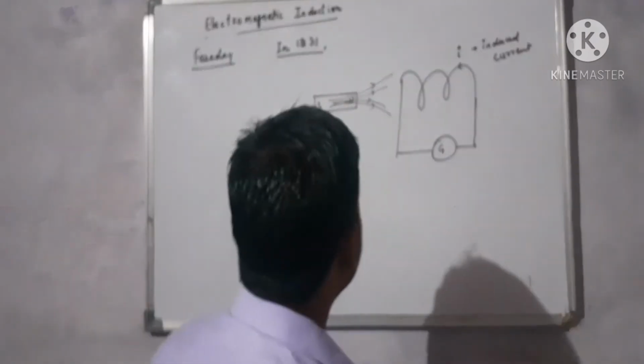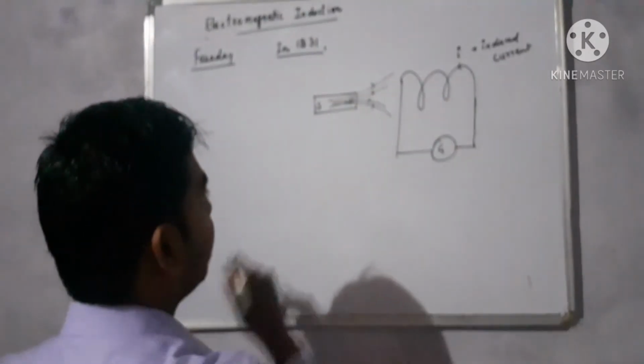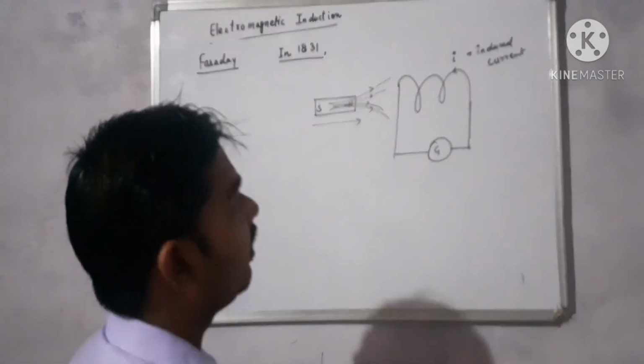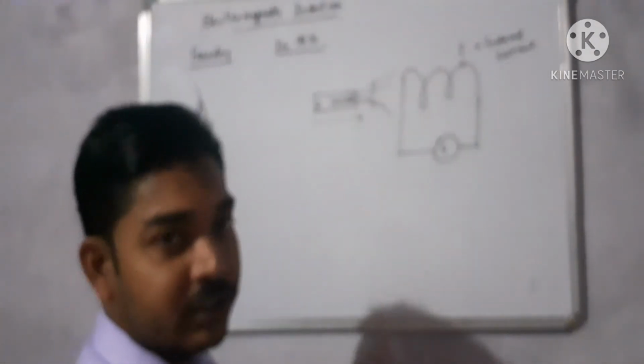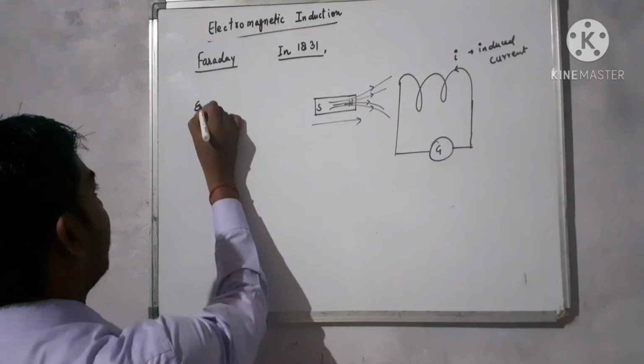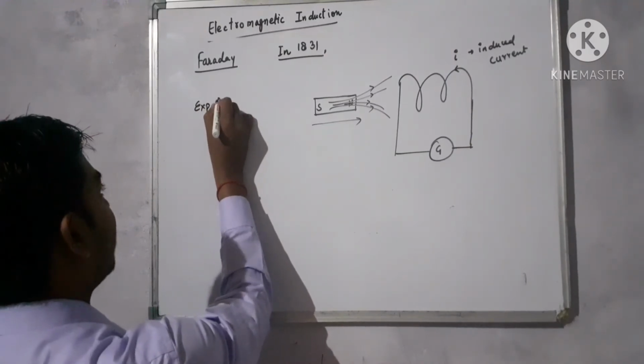So by moving this magnet towards the coil, a current is induced in the coil. There should also be an EMF. This is the observation, or we can say experiment number 1.